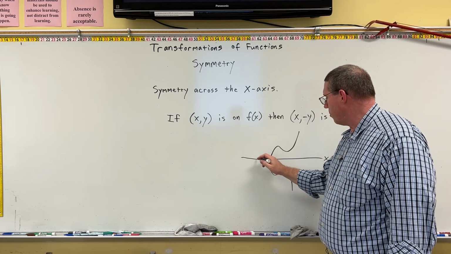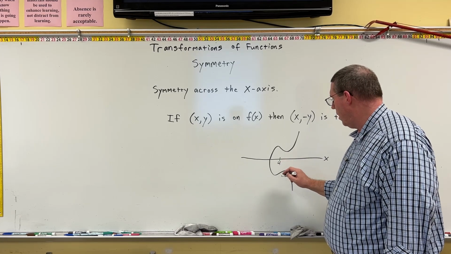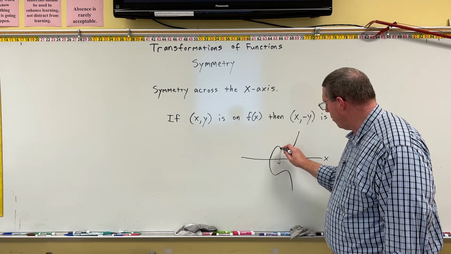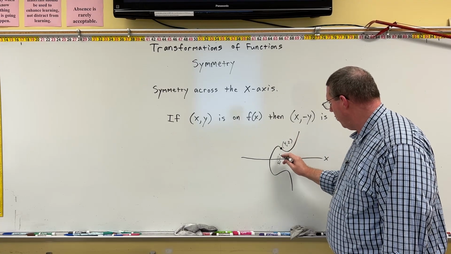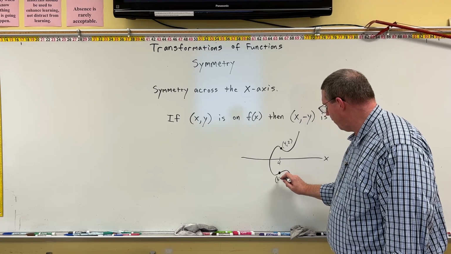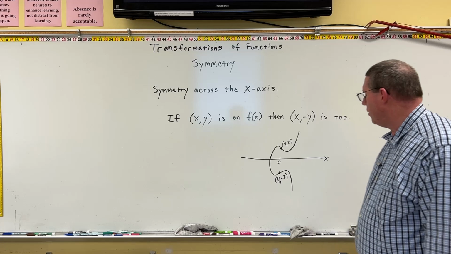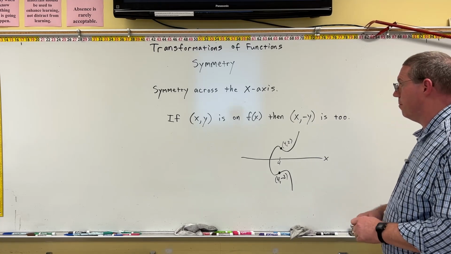And so let's say that this is the x value 4, and at an x value of 4 we have an output. Let's say this is the point 4, 2. Well, then this point is also on the graph, and this is the point 4, -2. And you can see this is the reverse of what we just saw with the y-axis symmetry.